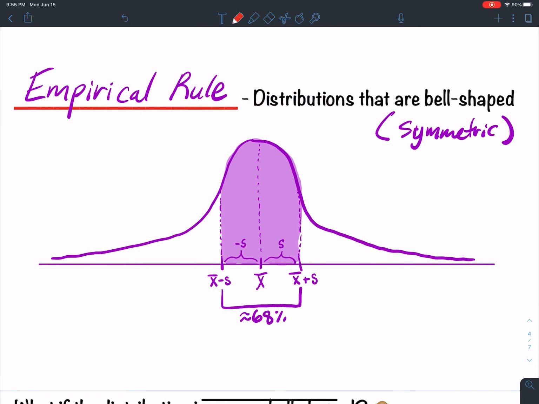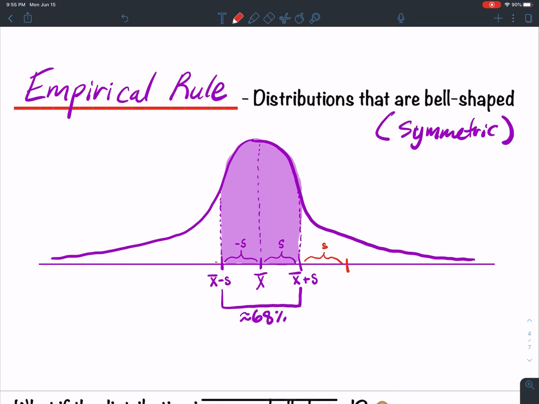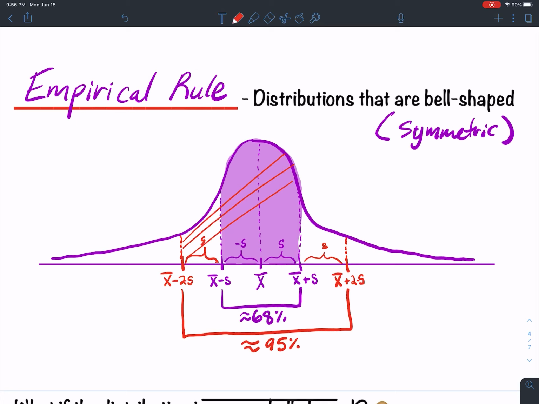Now, if I go out another standard deviation, another S this way, and another S this way, then what is that going to be? That's going to be X bar plus 2S, 2 standard deviations out, and X bar minus 2S, 2 standard deviations in that way. Then the amount of data encompassed in this area is approximately 95%. So 95% falls within 2 standard deviations of the mean.